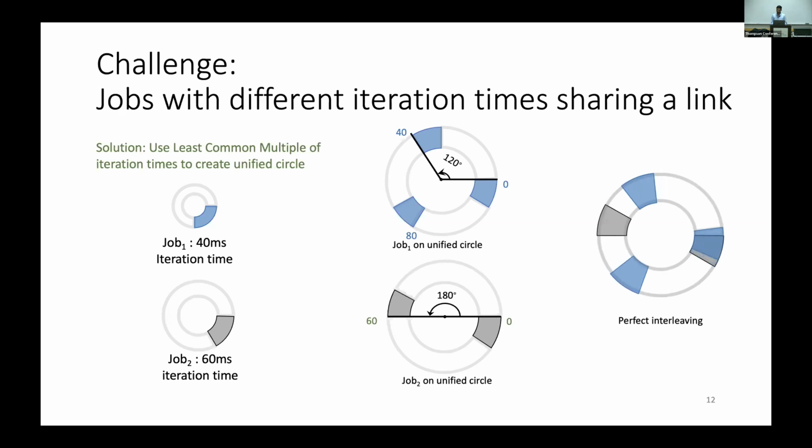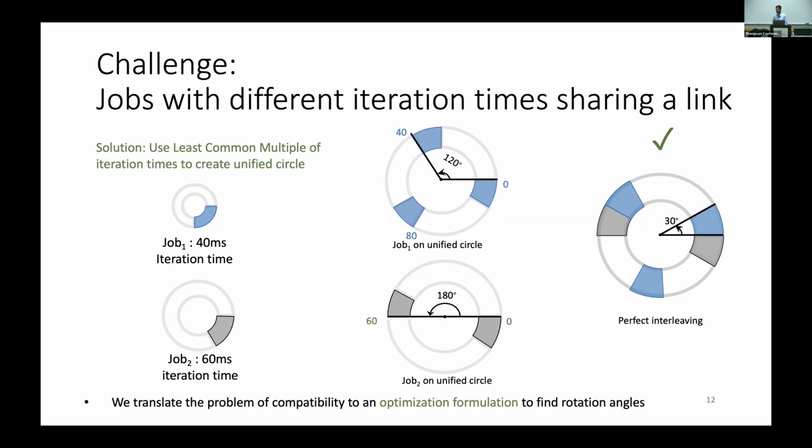So when we rotate the first circle by 30 degrees clockwise, we see that the communication phases completely separate out, showing that the 2 jobs are compatible. This was easy to visualize when we had only 2 jobs sharing a link. What if multiple jobs share a link?